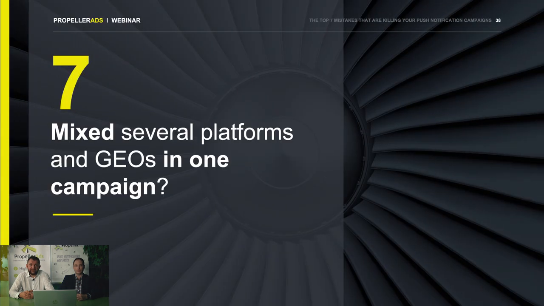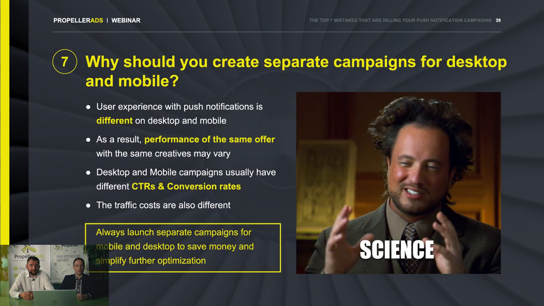Okay, and let's speak about targeting several geos and platforms in one campaign. So you shouldn't mix several geos in one campaign, just as you shouldn't mix desktop and mobile. You always need to divide that into different campaigns, because the user experience with push notifications is different on these platforms, and different campaigns work differently on these platforms and different geos.